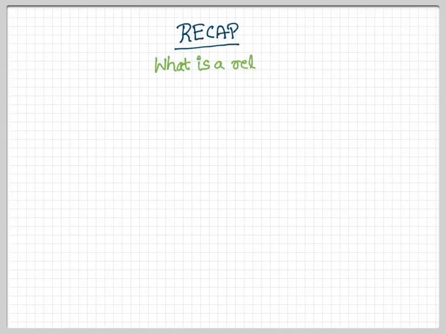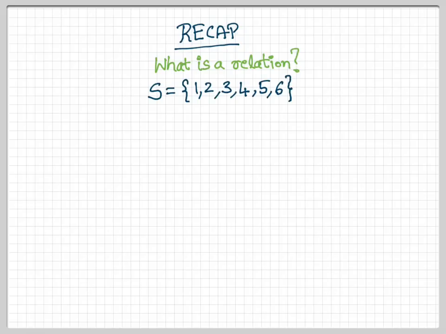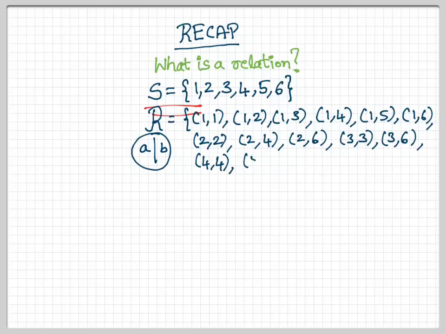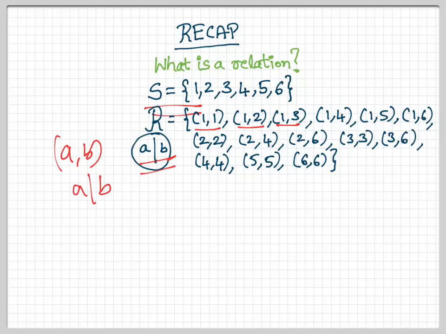Let us recall what is a relation. We saw that given a set S with, let's say, 6 elements, a relation can be defined the following way. This is a set with 6 elements, and the relation R is defined the following way. As you can see, I am trying to write all possible ways in which A divides B. So here, 1 divides 1, 1 divides 2, 1 divides 3, and so on. I write all possible 2-tuples (A, B) where A divides B, right? All possible (A, B) such that A divides B.